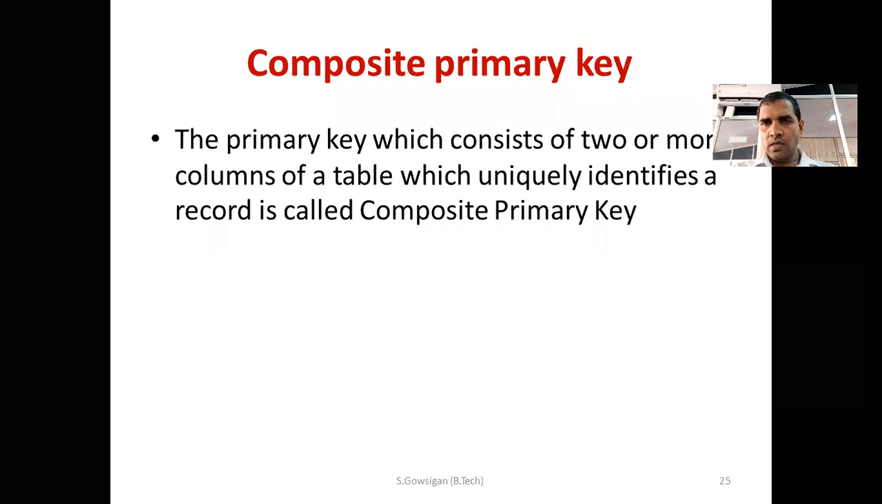If it is a primary key, only one field is able to identify each record, right? Only one field is able to identify every record. But if it is a composite primary key, two or more fields, at least two fields, should be able to identify the records, right?